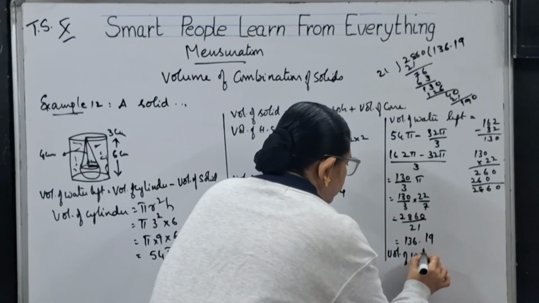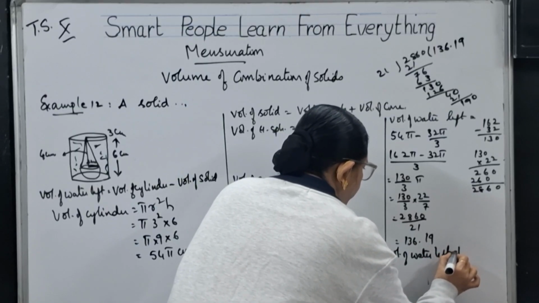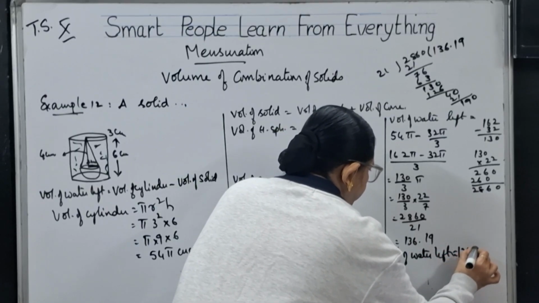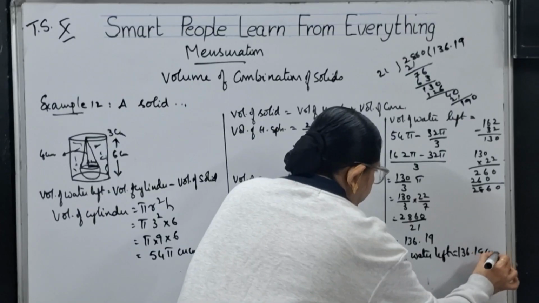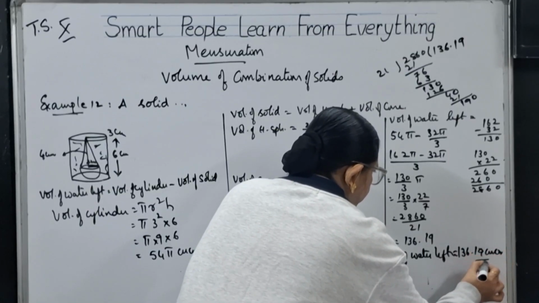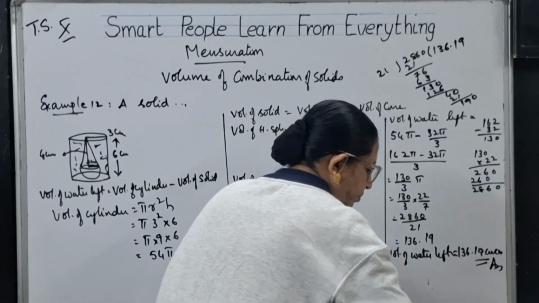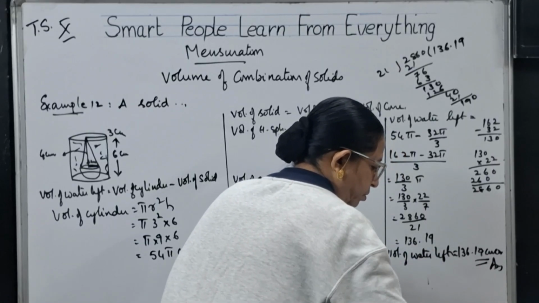So volume of water left is equal to 136.19 cubic centimeters. This is the answer, children, for this problem. Note it down.